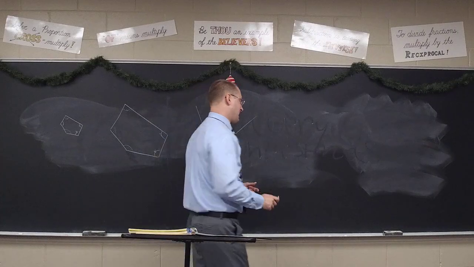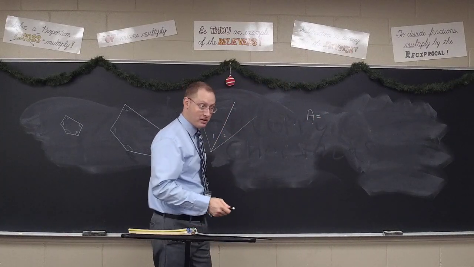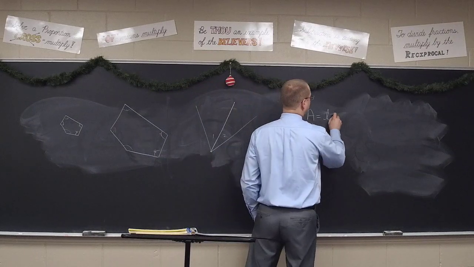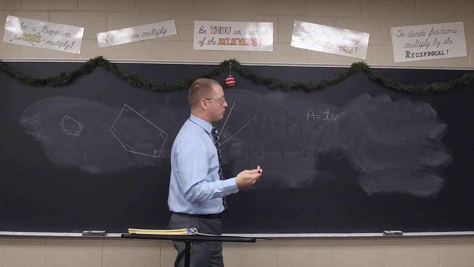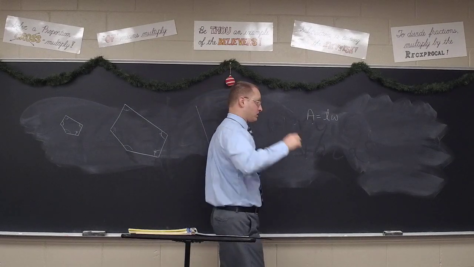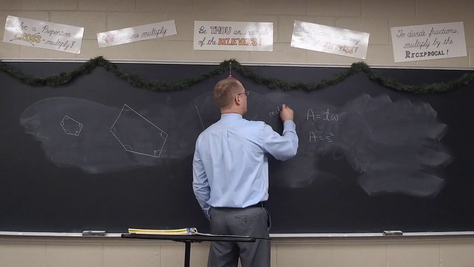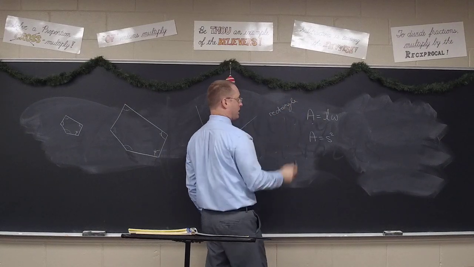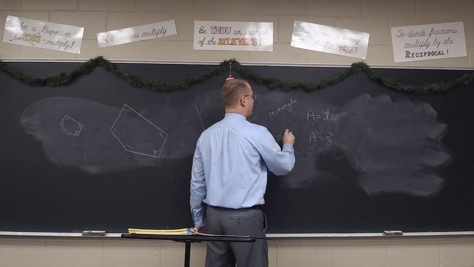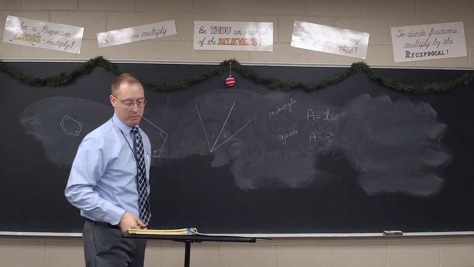How do I find the area of a rectangle? Bryson? A equals LW. We're going to multiply the length and width together. What about the area of a square? How do I find that, Kirsten? A equals S squared. There we go. So for our rectangle, A equals LW. For the square, A equals S squared, which means side times itself, remember.